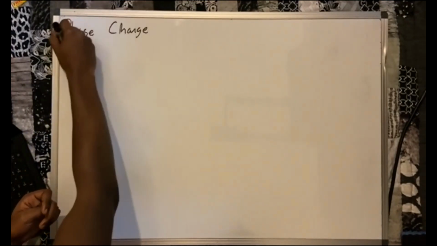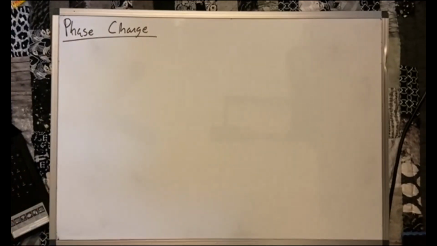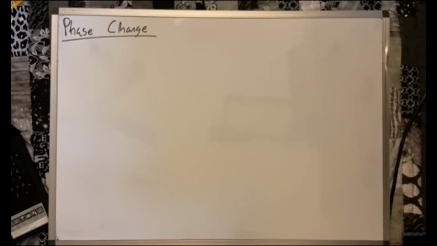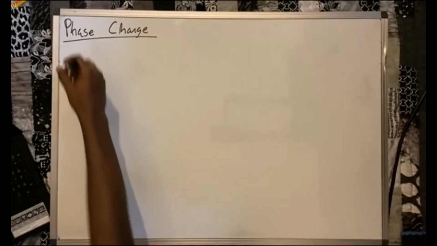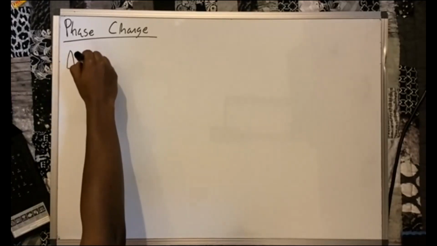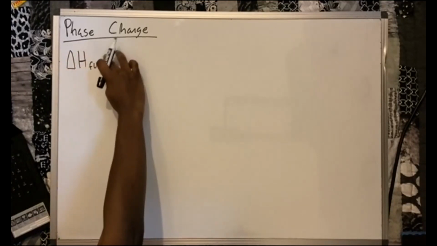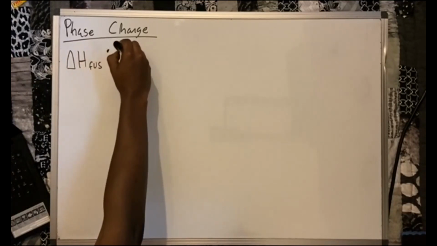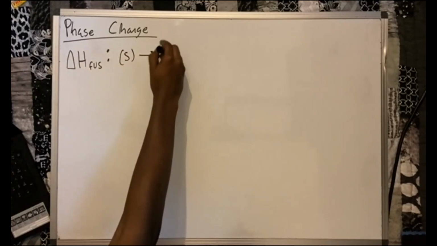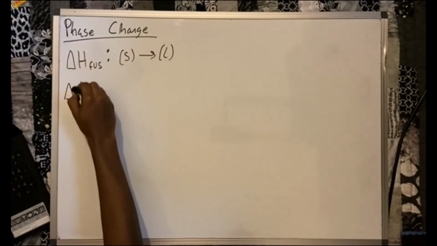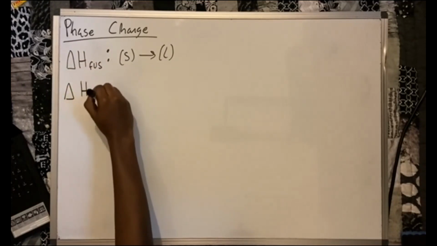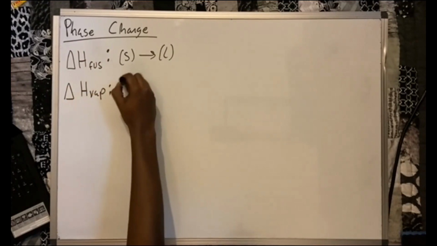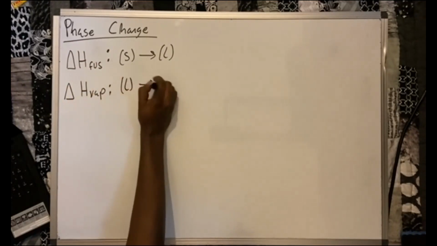Then we went on to phase change next, still in chapter 11. We talked about calculating the amount of heat it takes to change phase with delta H of fusion. Fusion is going from solid to liquid. And then delta H of vaporization is the enthalpy needed to go from liquid to gas.